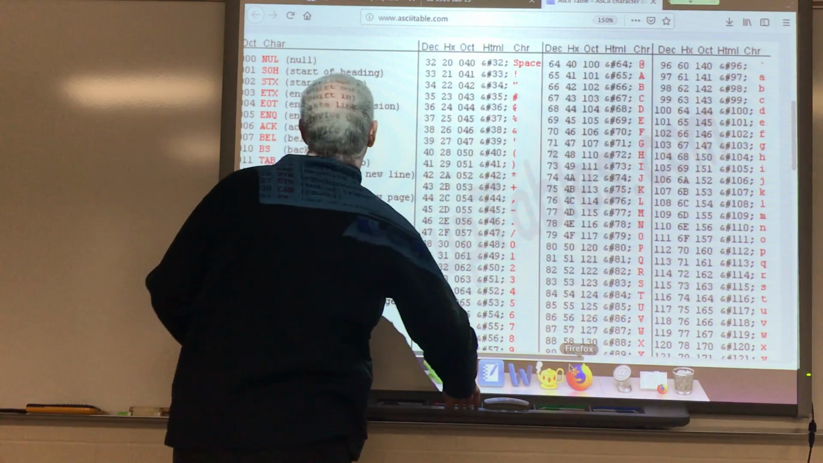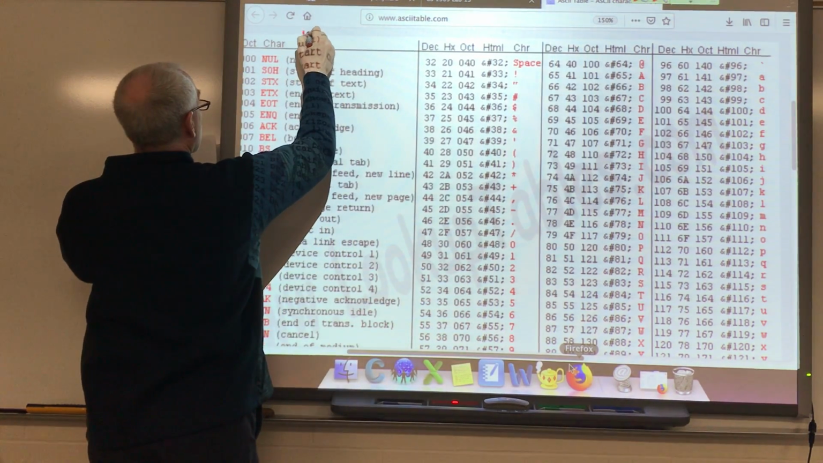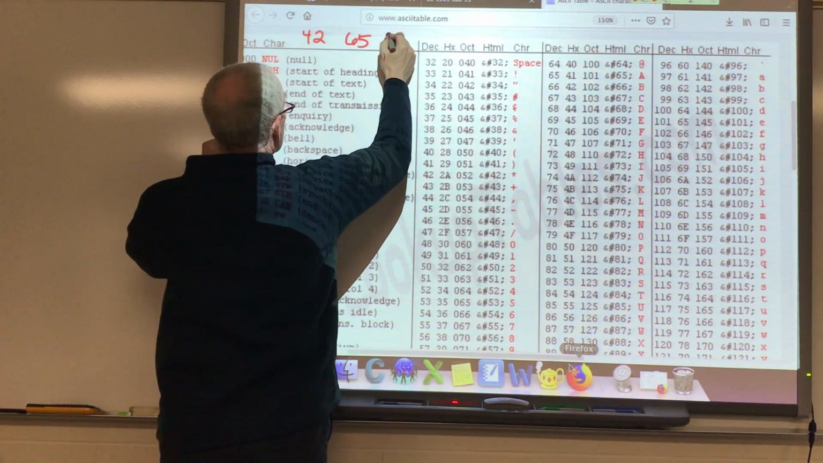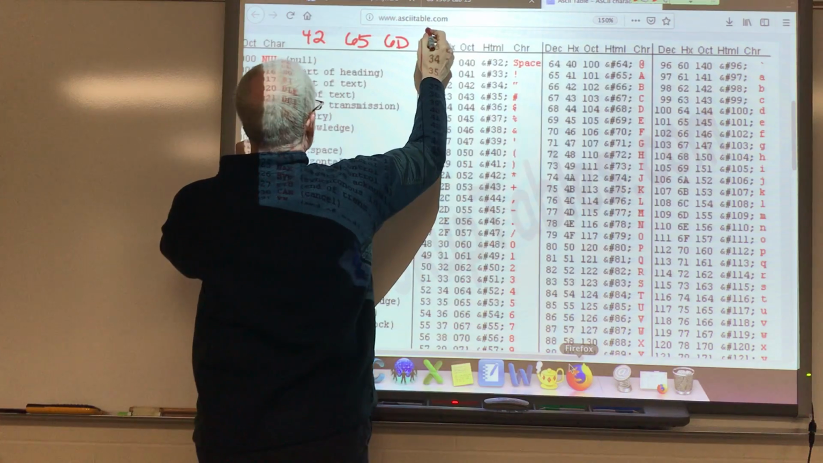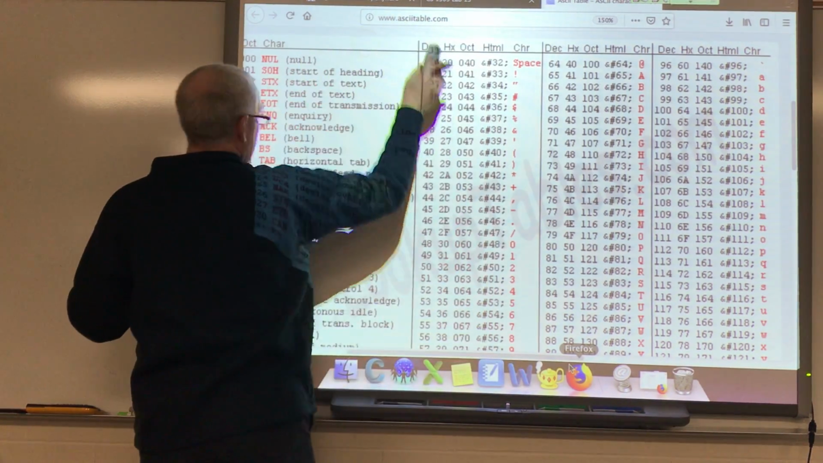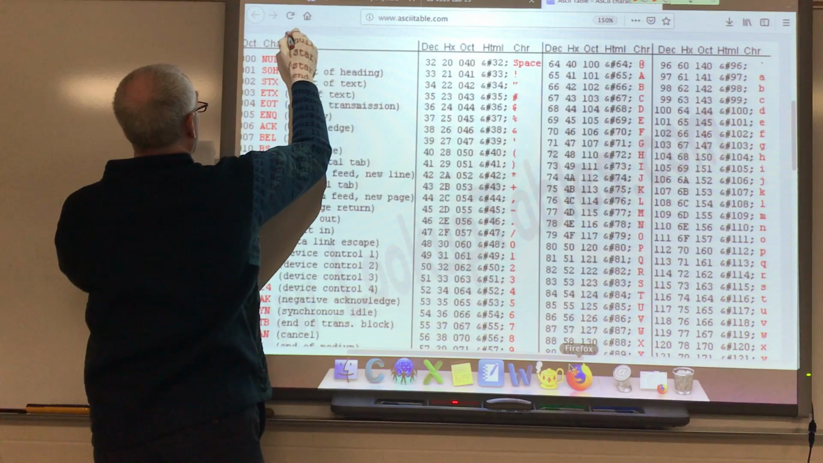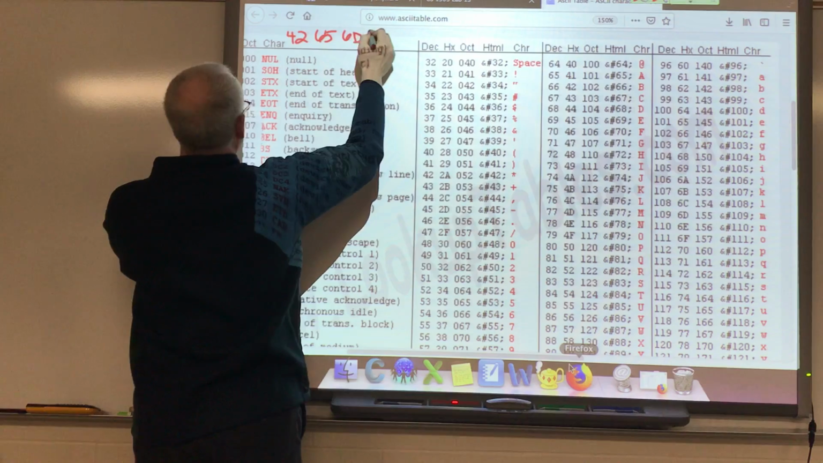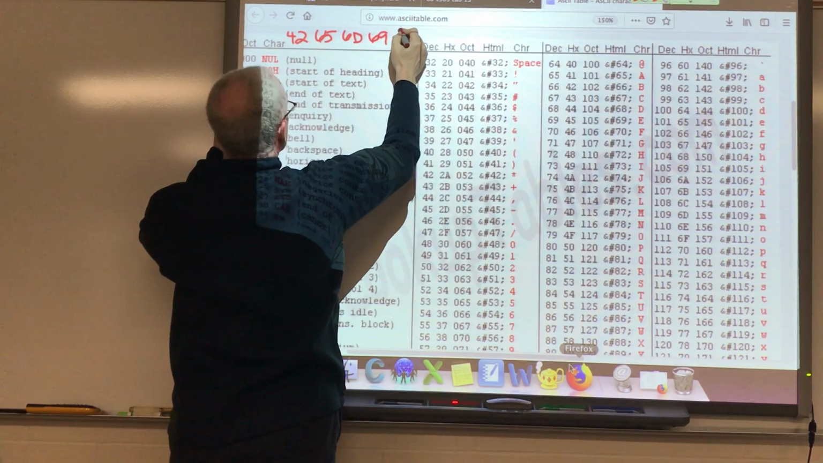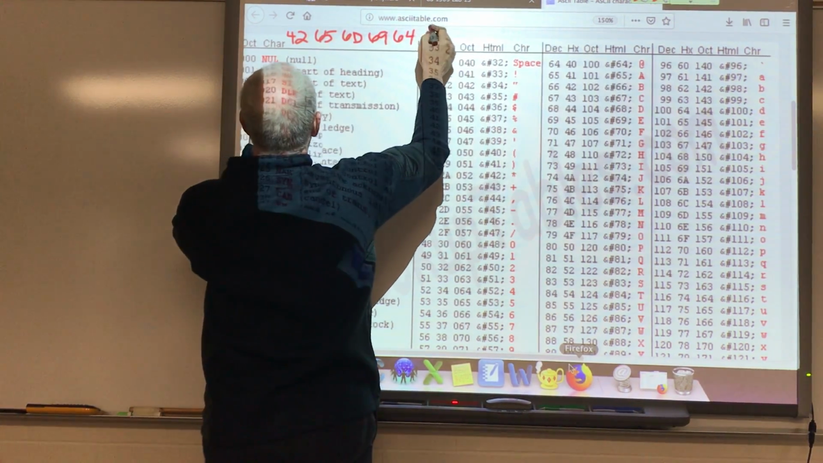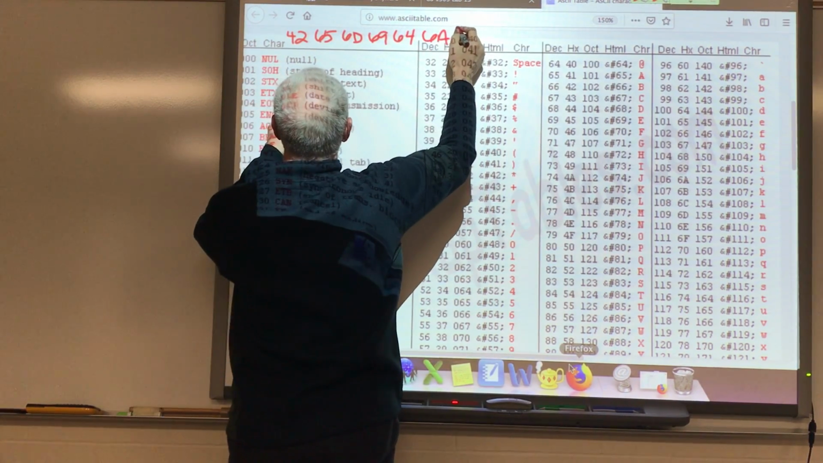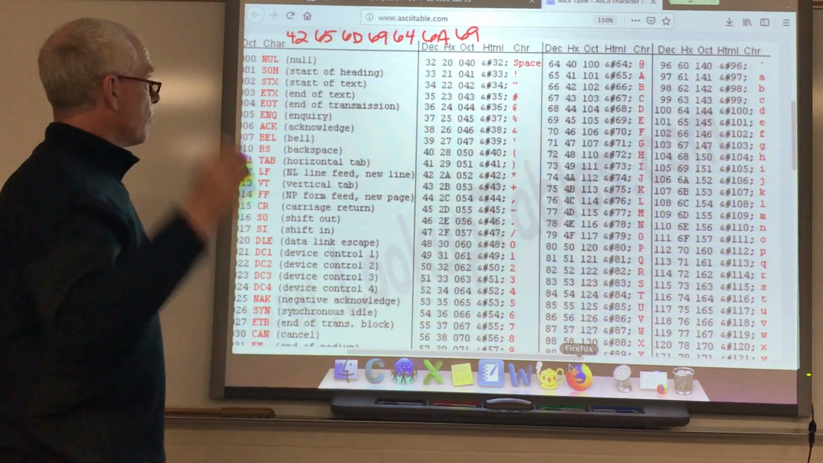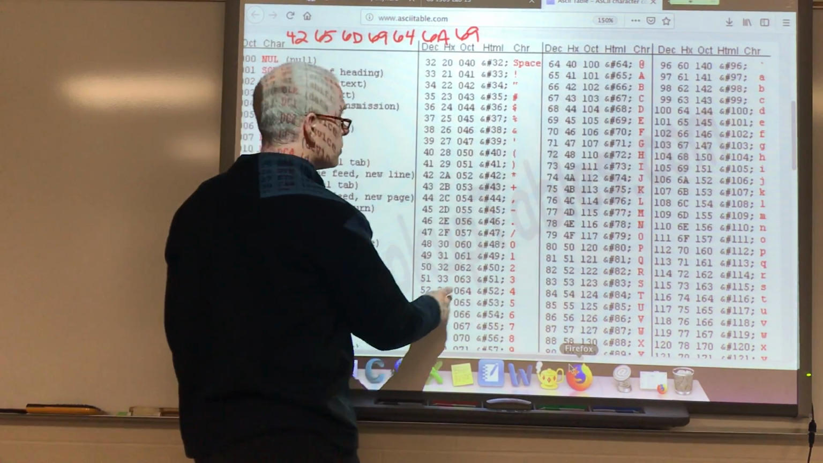And I'm going to write our code across the top here. So we had 42, and then 65, 6D. Well, you know what? I'm going to write it somewhere where we don't have to overlap here. So 42, 65, 6D, 69, 64, 6A, and 69. Okay. So that being said, we have to go to our chart and we have to find these. So 42 hexadecimal, okay?